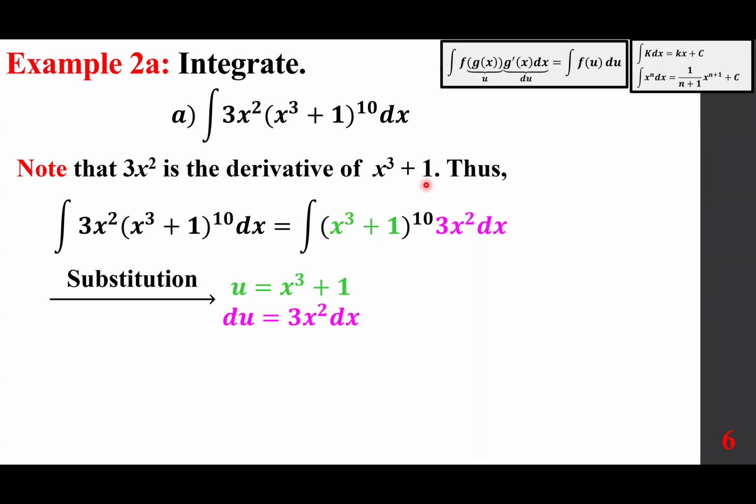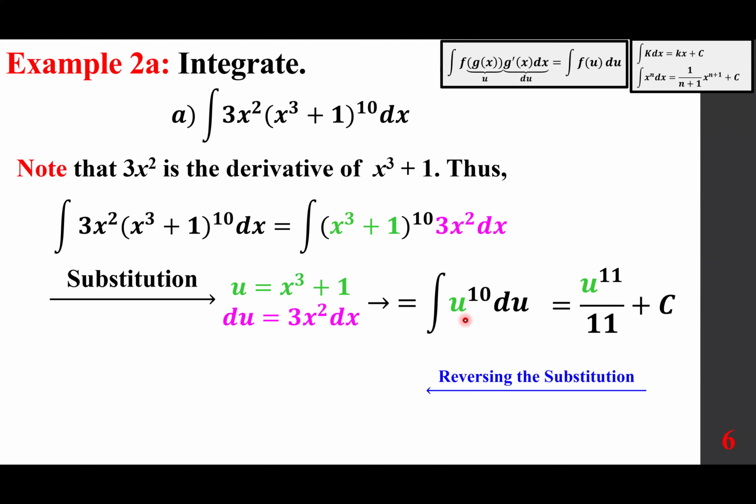And so this integral becomes u to the power of 10 du. Using the power rule, we get 1 over 11, u to the power of 11, and a constant. Reversing the substitution, it becomes x cubed plus 1 to the power of 11 over 11 plus the constant. Any constant will do.